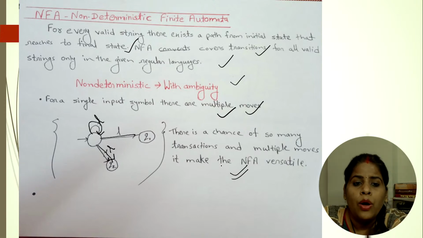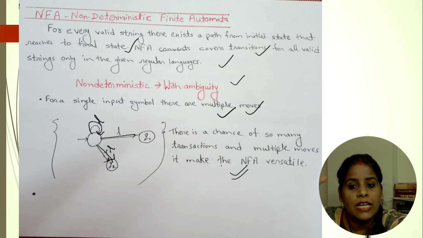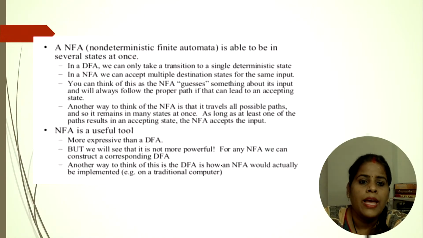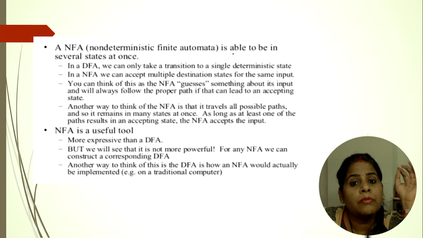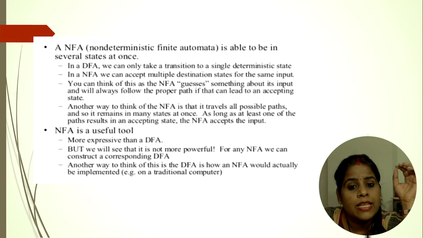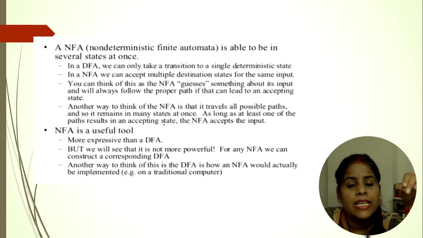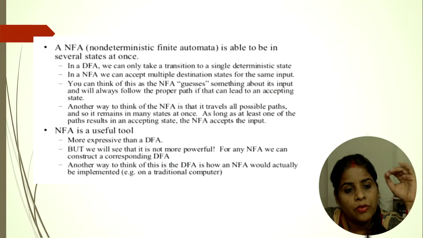Now this is clear that in non-deterministic finite automata, for every valid string there exists a path from the initial state that reaches the final state. NFA covers transitions for all valid strings only in the given regular language. Now for NFA, these are some rules, some important points about the NFA. When we know all these things, it will be very convenient for us.